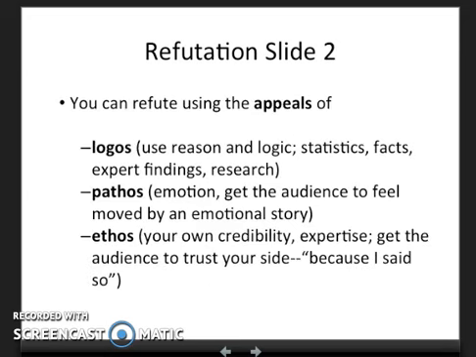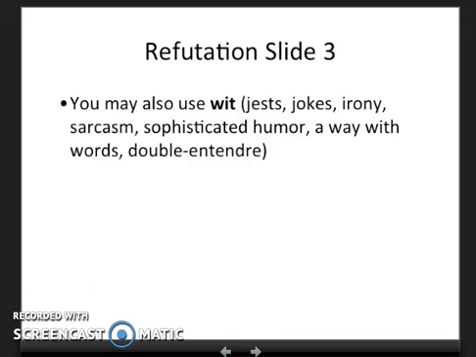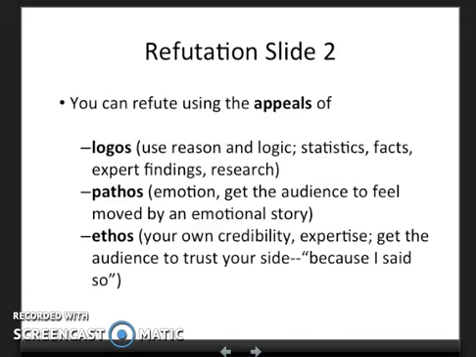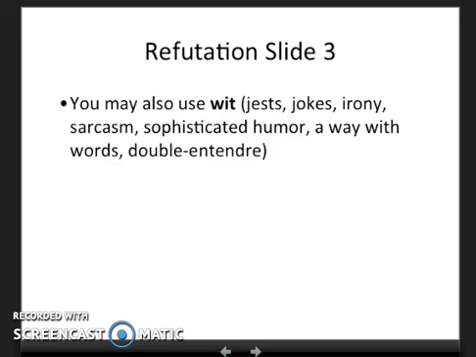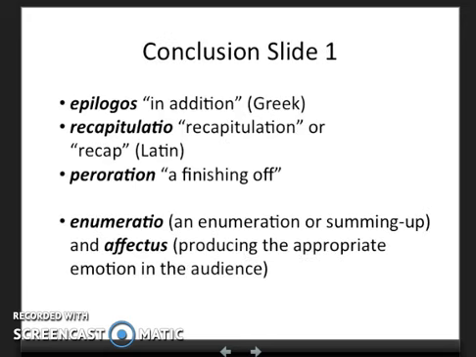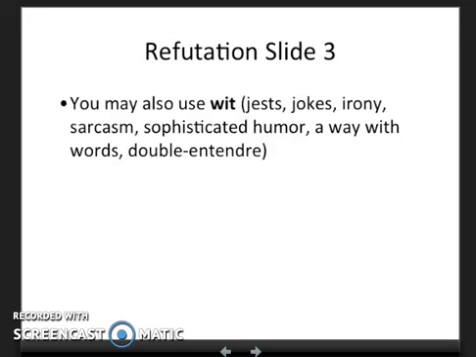So you can refute using appeals of logic. Look at some statistics that prove the haters wrong. Tell an emotional story that shows your perspective that goes against what they say and just gets the audience to feel something. Or just your own credibility. Basically, hey, I know something about this, and so you need to believe me. So you want to think about the other side. You can also use wit, use jokes, sarcasm, humor. That's hard to do. It's not always easy, but you can try to do that to somehow refute the opposition. So that's what refutation is. It's just talking about the counter arguments.